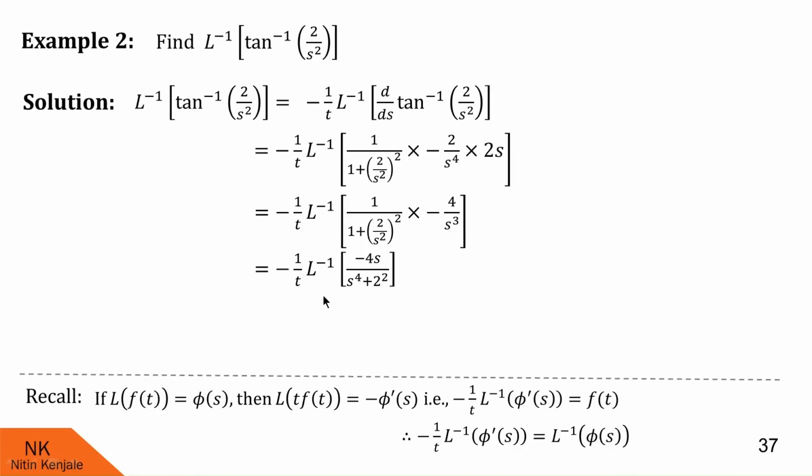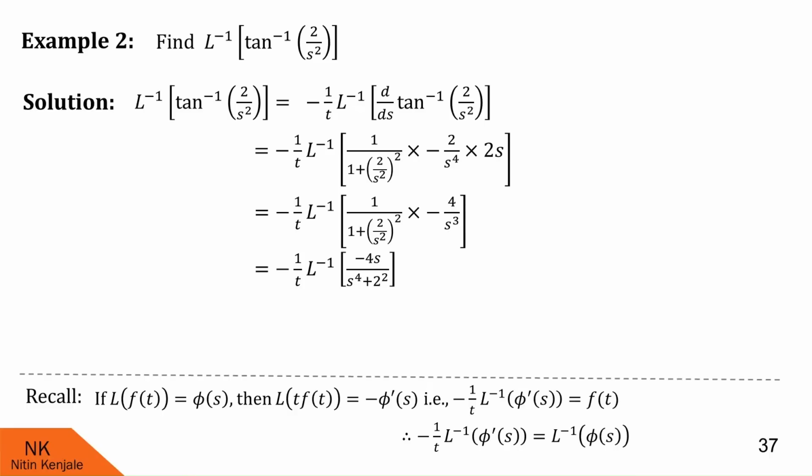Now, here I see we have to find inverse Laplace of minus 4s upon s raised to 4 plus 2 square. There is no direct formula to find out this inverse Laplace. In the denominator, I can see these two terms are of the type a square plus b square. So here a can be considered as s square and b can be considered as 2.